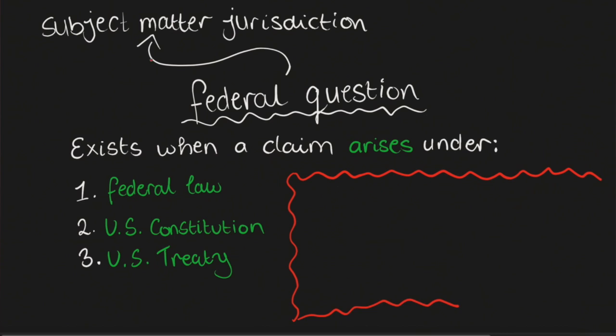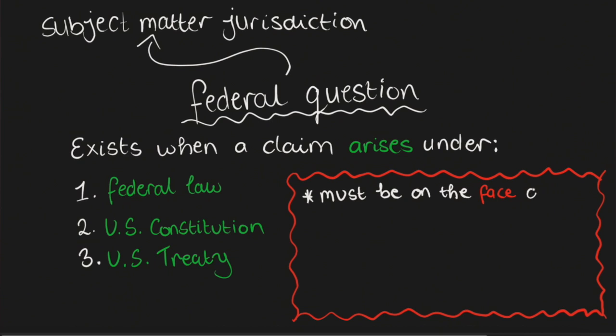And when it's being brought in, it must be brought in on the face. That federal question must be present on the face of that complaint, and it has to be a well-pled complaint. It needs to be clear that this is a federal question arising under federal law, the US Constitution, or a US treaty. So what you want to be looking for in exams is, is it a federal question? Has the plaintiff who's bringing the complaint actually made it clear on the face of their complaint that it's a federal question?